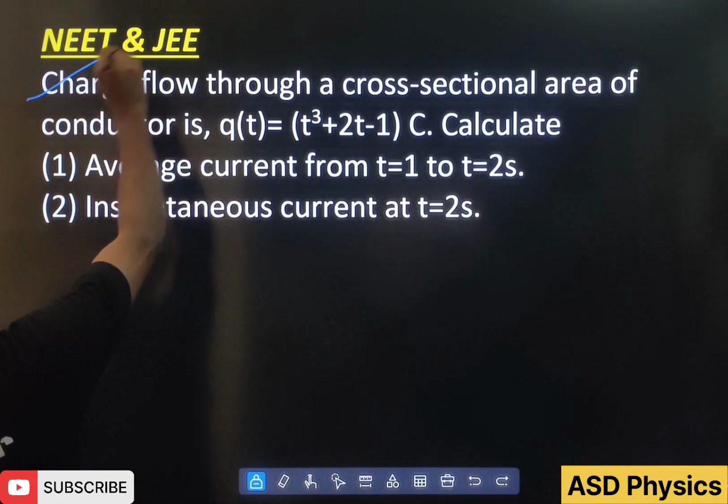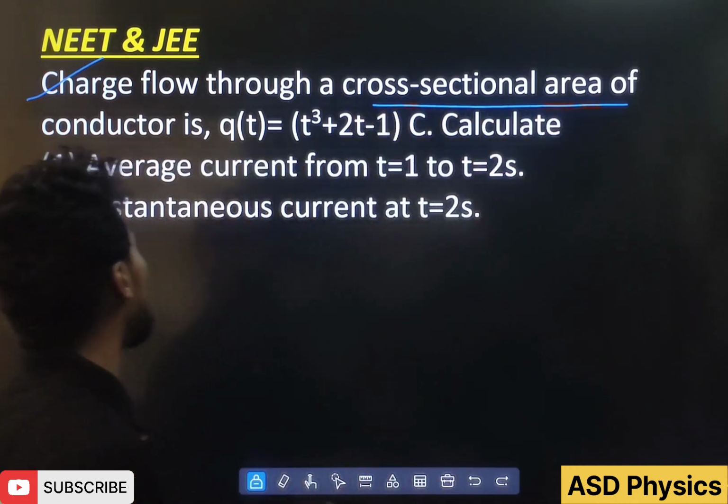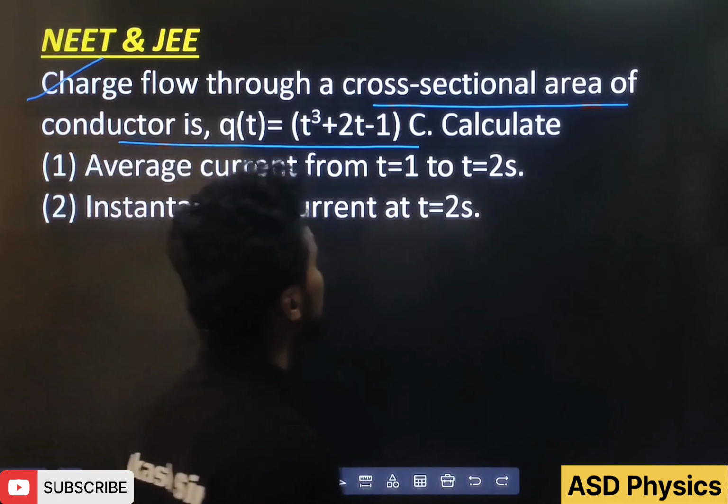Now students, see, charge flow through a cross-sectional area of a conductor is given by t cube plus 2t minus 1.